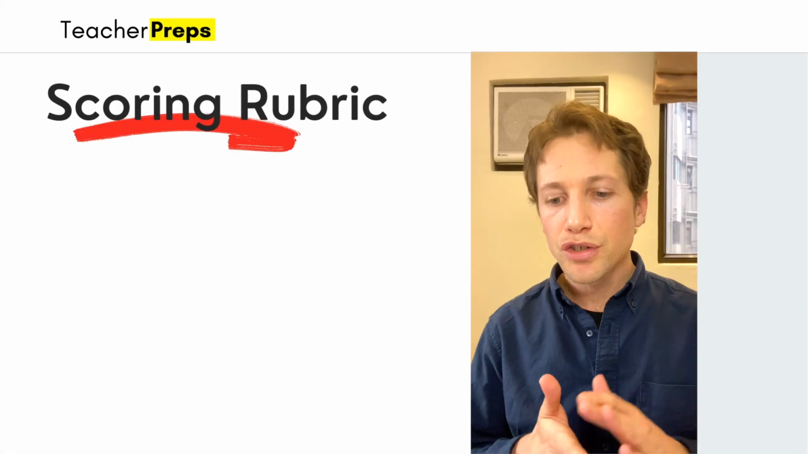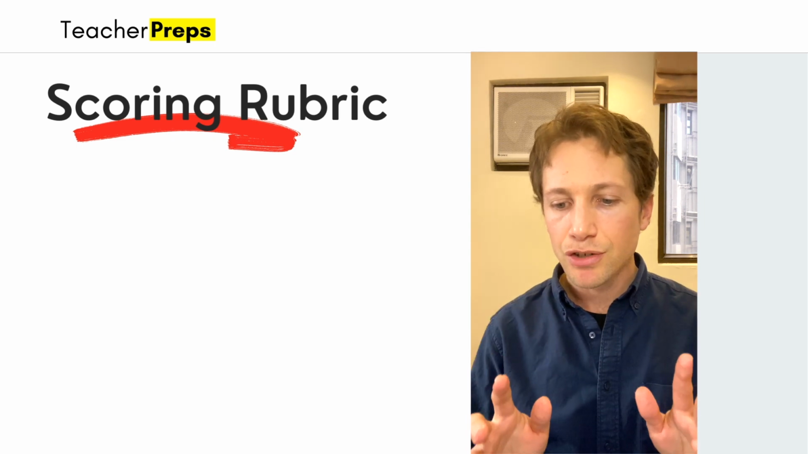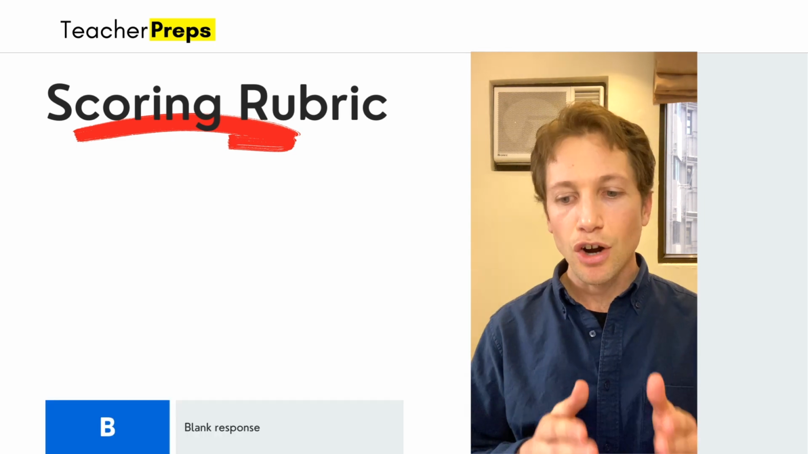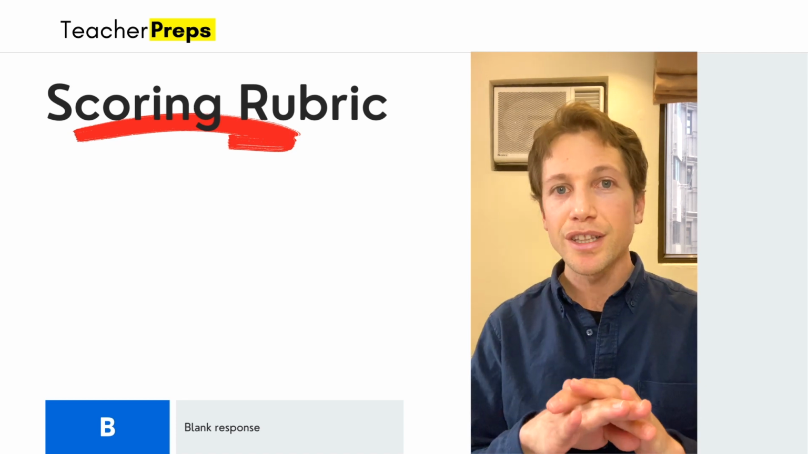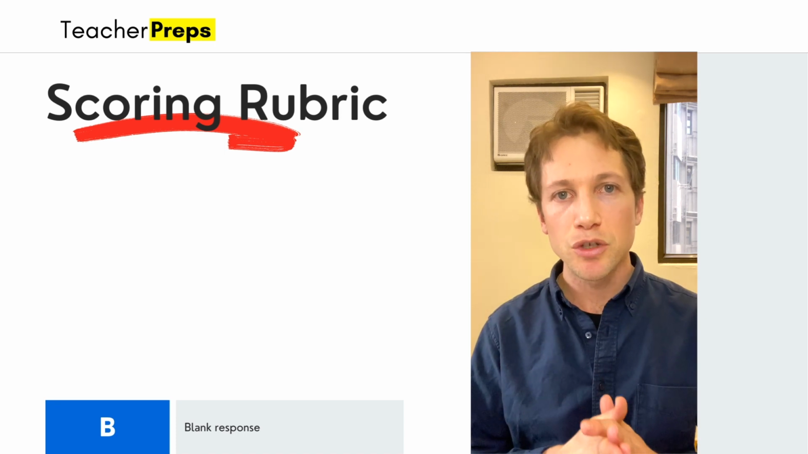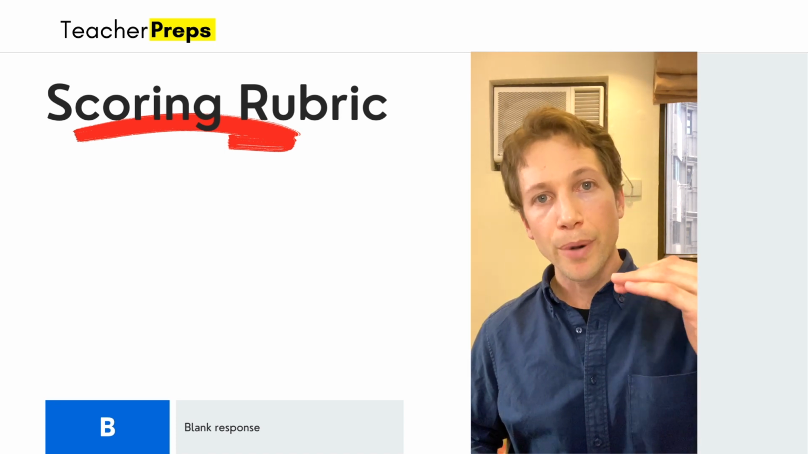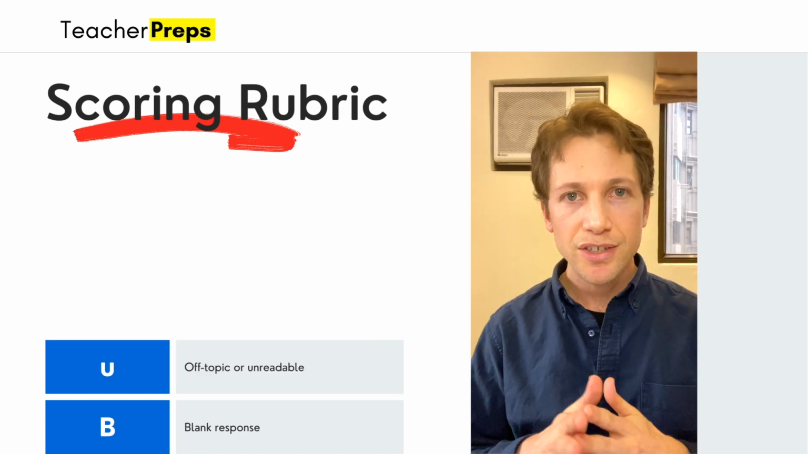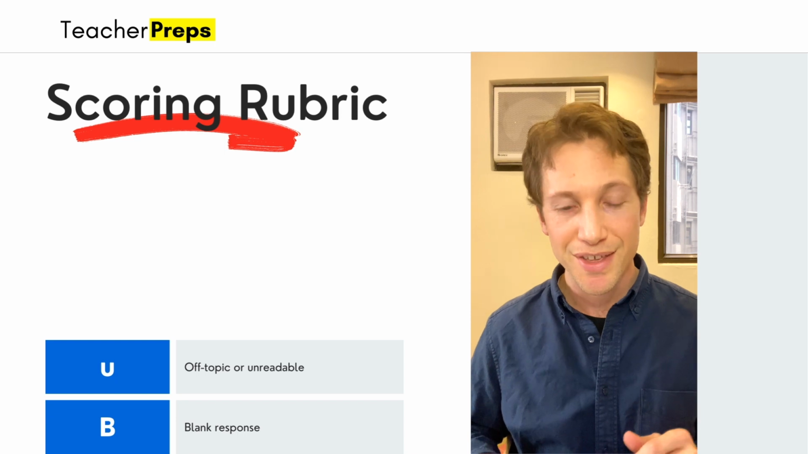Now, in order to know how to write our essays for test day, we need to master the scoring rubric. Starting with the bottom, we're going to receive a score of B if we leave our response completely blank. And we don't want to do this. This happens most often when people run out of time. Now, the scoring rubric above B is U, and this is if you wrote something that's totally off topic. Again, we don't want to do that either.